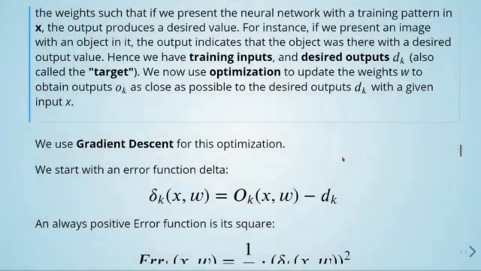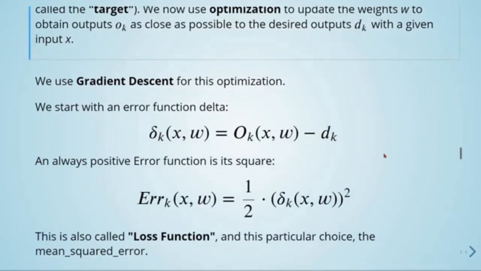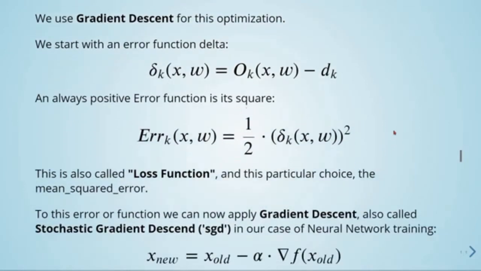For this optimization, we can use, for example, gradient descent. It's a very common optimization algorithm, and all its variants in optimization, but there are also other optimization algorithms. So for gradient descent, we start with an error function delta. So this is the output k minus the desired k, and for example, one always positive error function is its square. So this is also called the loss function, and in this particular choice, this is the mean squared error.